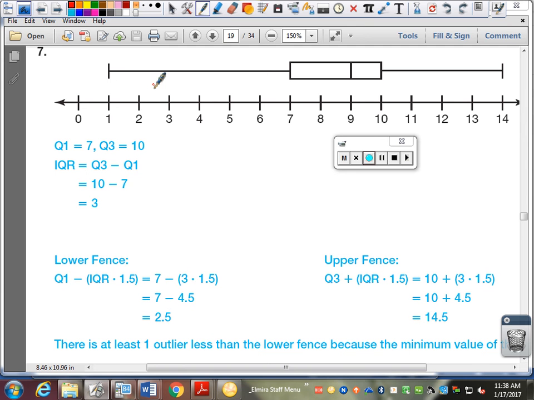Okay, so if my lower fence is at 2.5, that's roughly there, would be my lower fence. I know that at least my minimum value, okay, of 1 is an outlier. Now, I don't know how many values are in this area. I can't tell that from a box and whisker plot, but I know there's at least a minimum of 1, at least the minimum number. The upper fence is at 14.5. Well, 14.5 would be past, where we're going on the number line. So there's no outliers on the right-hand side.